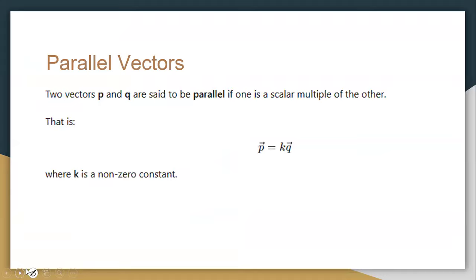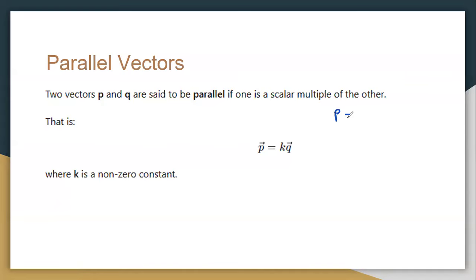Okay. So we have what we call parallel vectors. Whenever they talk about vectors that are parallel, as long as a vector is a scalar multiple of the other, in other words, whenever you have that particular value which when you multiply, you get exactly the other vector. Take an example.